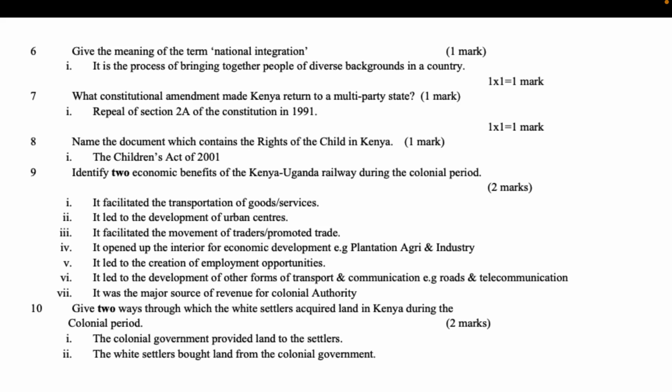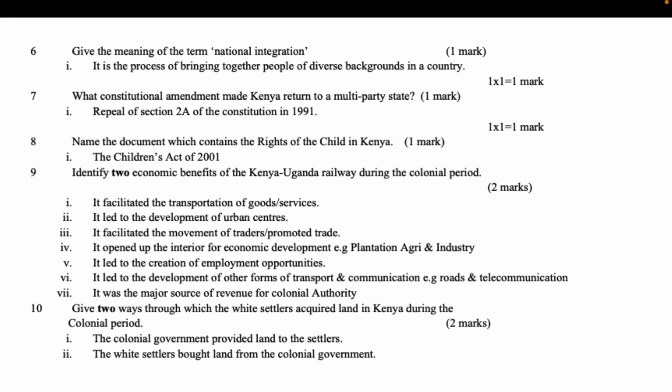7. What constitutional amendment made Kenya return to a multi-party state? 1 mark. Repeal of Section 2A of the Constitution in 1991. 1x1 equals 1 mark. 8. Name the document which contains the rights of the child in Kenya. 1 mark. The Children's Act of 2001.